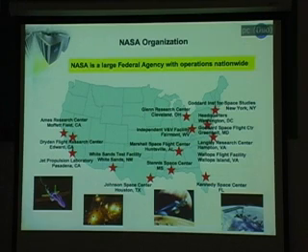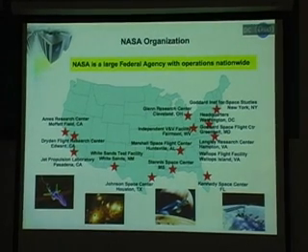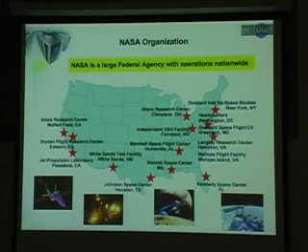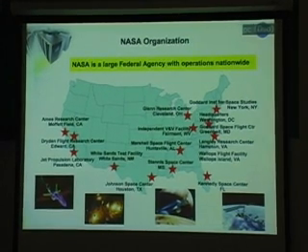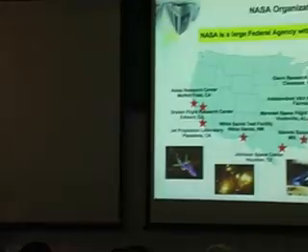And at the bottom, there are these thumbnail pictures that show you the various kinds of things that NASA is interested in, ranging all the way from aeronautics to earth sciences, space sciences, and exploration. I'll talk a little bit more about that. But this is how the various centers within the agency are organized.